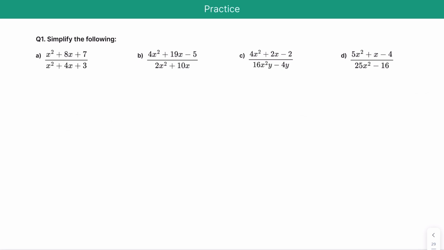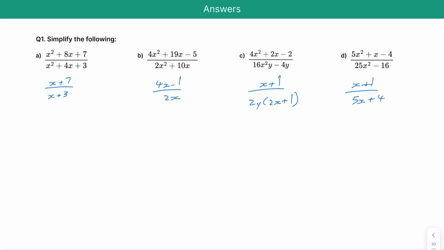So here are some practice questions for you to have a go at. Press pause and have a go. And here are the answers.